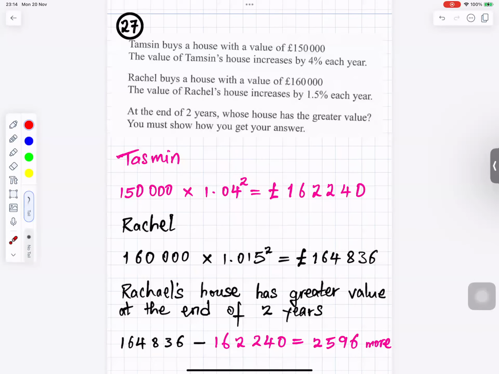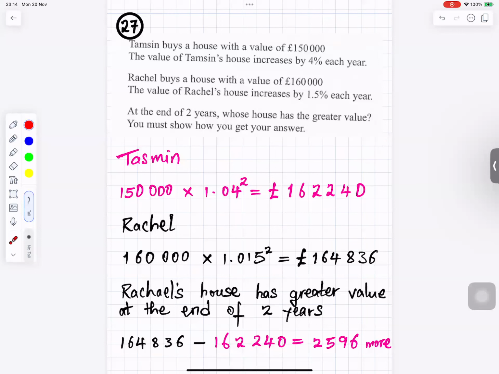So Tamzin buys a house with a value of 150,000 and it's 4% and it's for 2 years. So how do we get 1.04? You go 4%, you add 100. 4 plus 100 is 104. You divide by 100, 104 divided by 100 gives you 1.04. And you square it because it's for 2 years. So 150,000 times 1.04 squared gives you that.